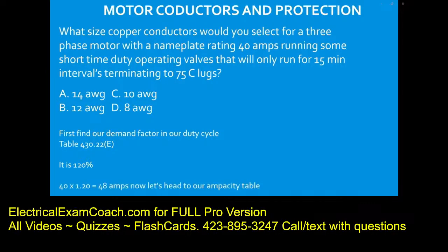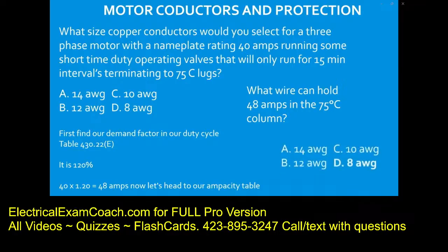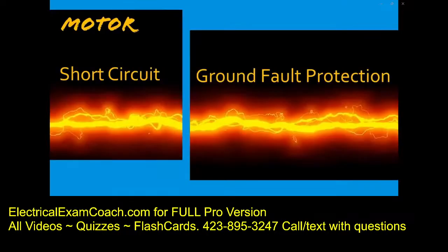Let's head to our ampacity table. Let's find a wire that will hold 48 amps in the 75° C of the copper side. And in this case, we're going to select D. Great job. Now we're going to learn about motor short circuit ground fault protection.